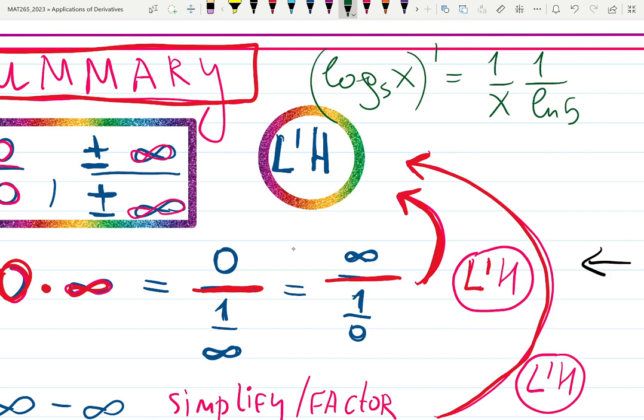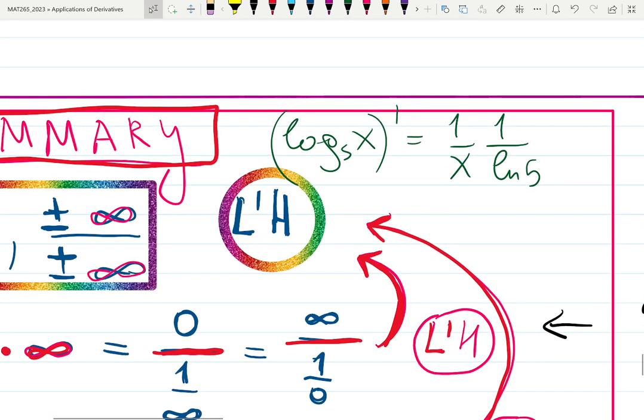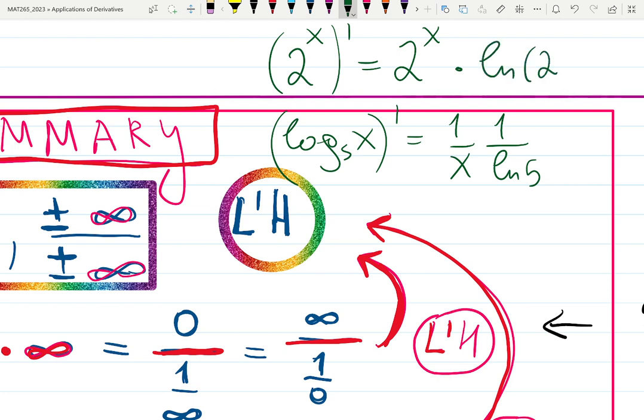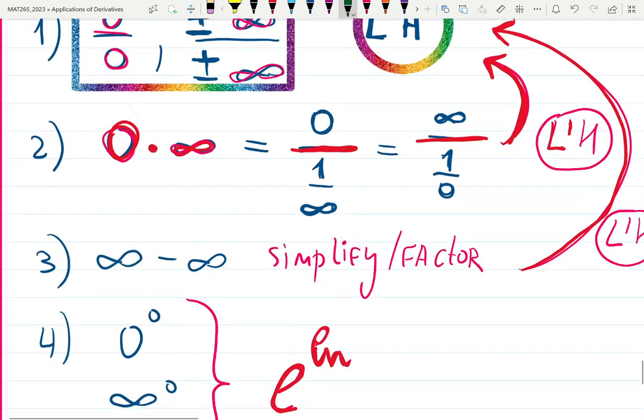I always say it out loud. Natural log of the base. 1 over. You divide by natural log of the base. Do you know what the derivative of 2 to the x is? Copy and then times natural log of the base. So for the exponential, you multiply by the natural log of the base. For the log, you divide by the natural log of the base. You need to know those formulas. If you want to use L'Hopital rule and you don't know this, you cannot use L'Hopital rule.